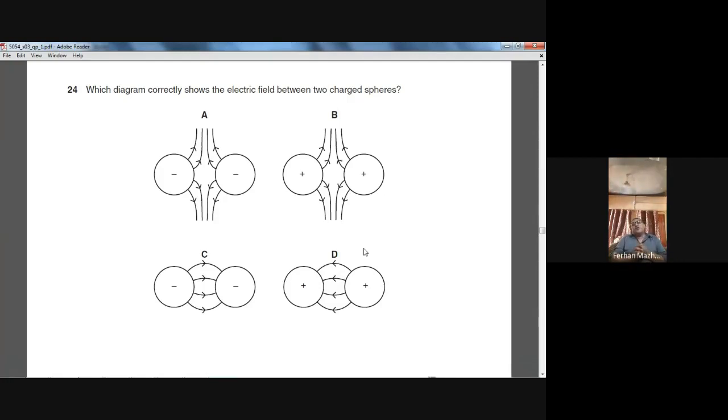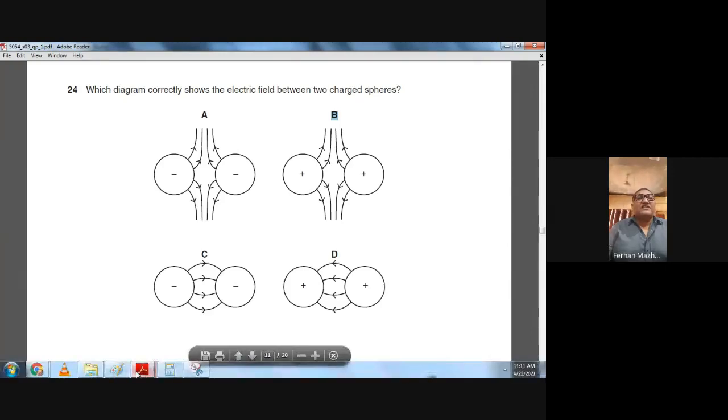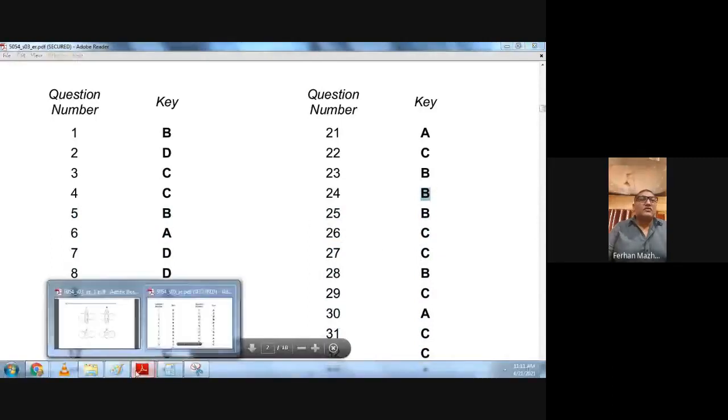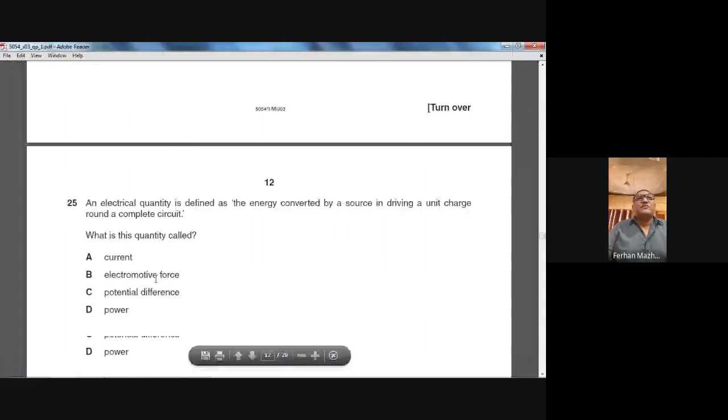C is wrong because from negative, the electric field lines cannot come out. And D is also wrong because from the positive, the electric field lines are going into the positive. That's wrong. So I think the best answer is B. Let's check. Question number 24, B is the right answer. Okay, so let's move to the next part.